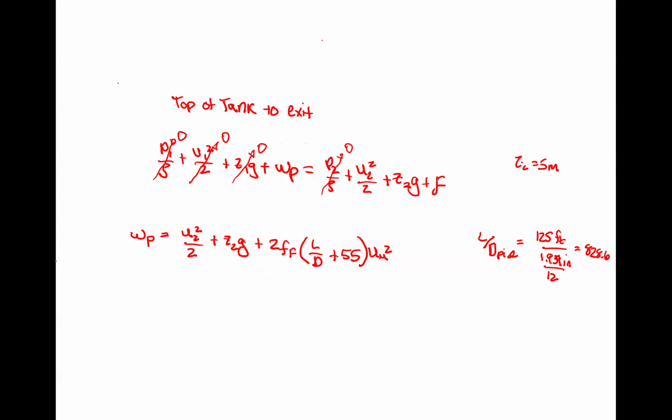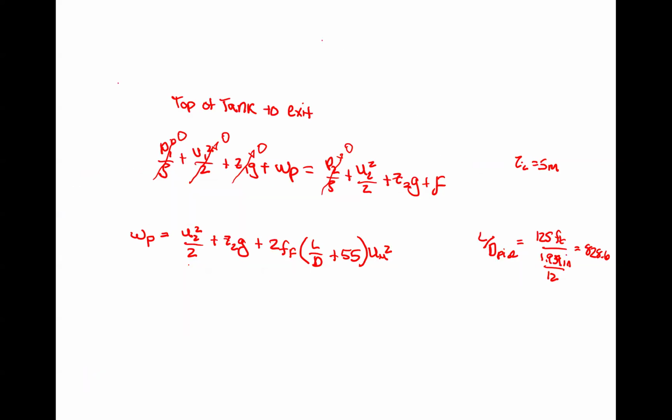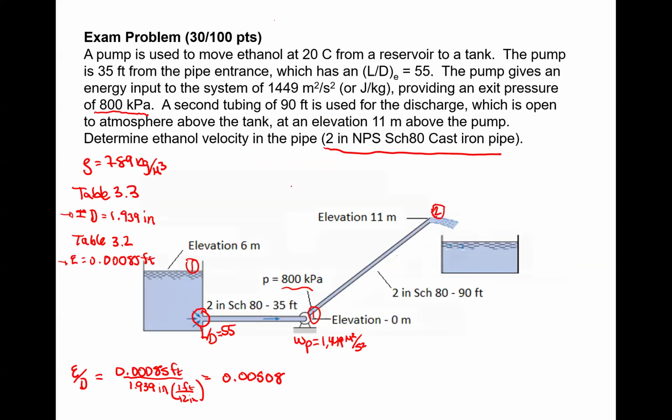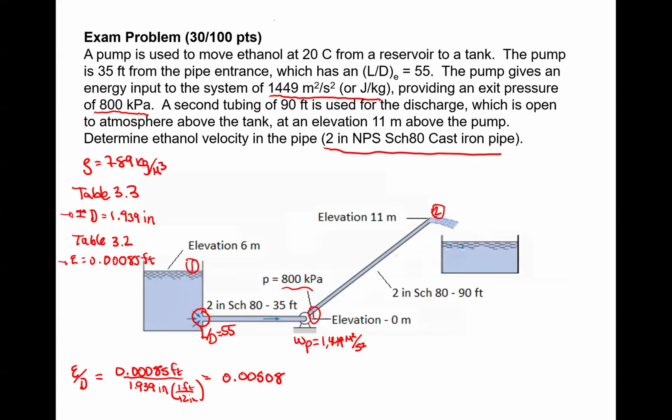But the first step is to set up an equation. And that would be the equation from top of the tank to the exit, where the top of the tank, it's open to air. So it's an easy 0 velocity, 0 pressure calculation. And all you have is a WP, and that WP is actually given somewhere around here. This is the WP, the energy input to the system by the pump. So it is not that difficult to solve this energy equation with a pipe entrance L over D of 55.